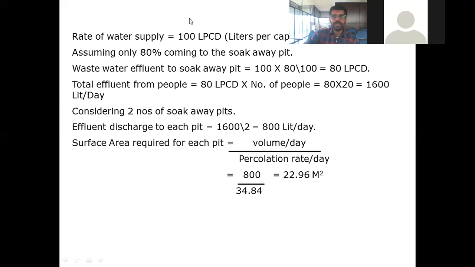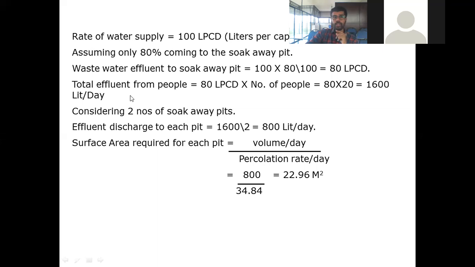So 80% of 100 will be 100 into 80 divided by 100, which is 80 liters per capita per day. So always you have to take only the 80% of the septic tank volume or septic tank waste water volume. So assuming only 80% is coming to the soak away pit, the waste water effluent to the soak away pit will be 80 liters per capita per day.